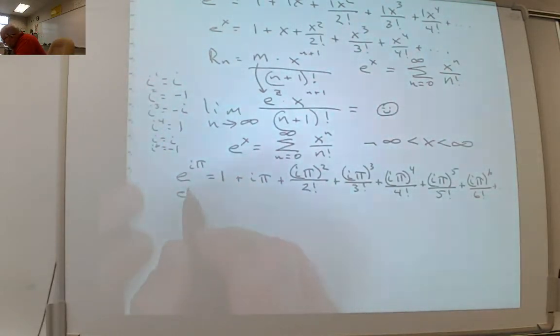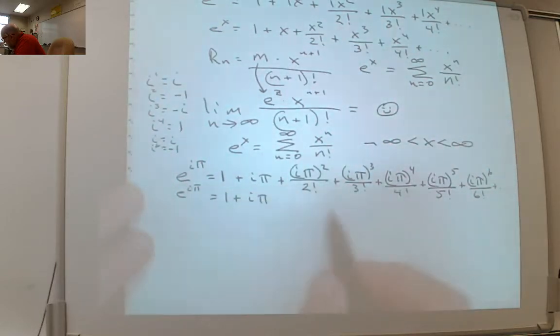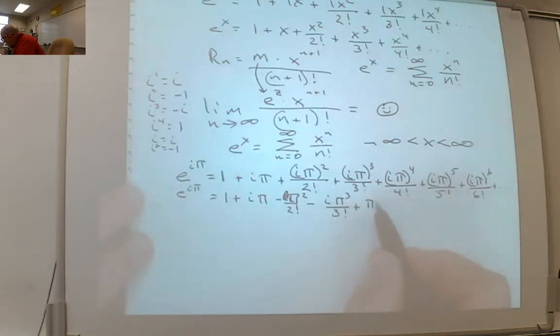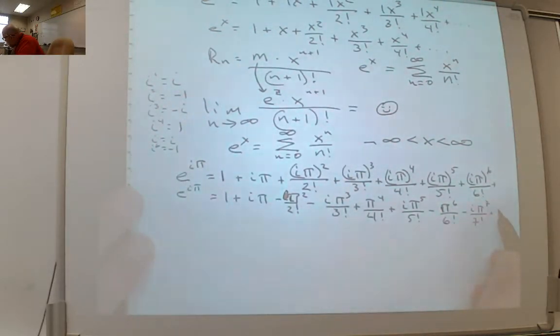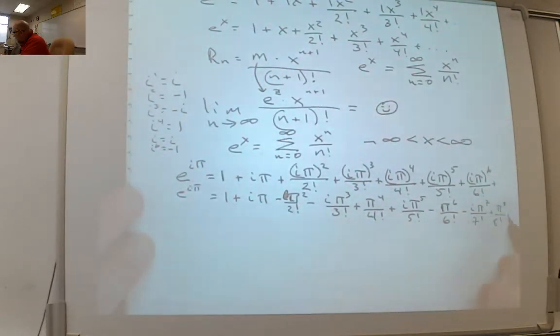So, e to the i pi equals 1 plus i pi minus pi squared over 2 factorial. Oh no, I'm squaring it, sorry. I gotta make sure I do this right. Minus i pi cubed over 3 factorial, plus pi to the fourth over 4 factorial, plus i pi to the fifth over 5 factorial, minus pi to the sixth over 6 factorial, minus i pi to the seventh over 7 factorial, and I'll do this last one, plus pi to the eighth over 8 factorial, plus dot, dot, dot.